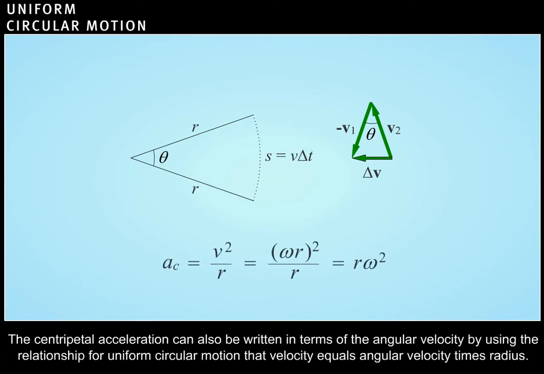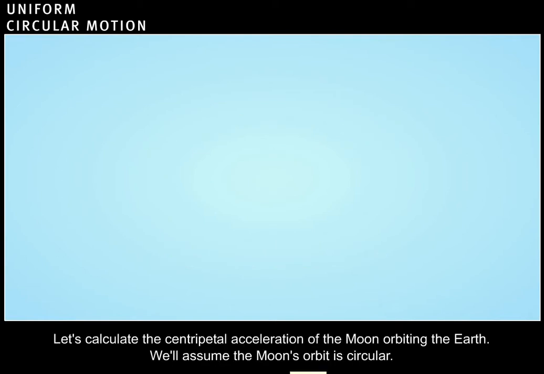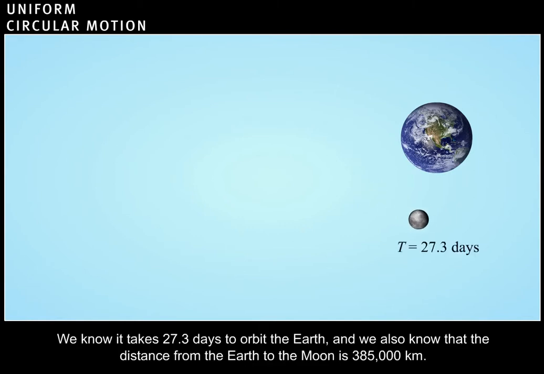The centripetal acceleration can also be written in terms of the angular velocity by using the relationship for uniform circular motion that velocity equals angular velocity times radius. Let's calculate the centripetal acceleration of the Moon orbiting the Earth. We'll assume the Moon's orbit is circular. We know it takes 27.3 days to orbit the Earth, and we also know that the distance from the Earth to the Moon is 385,000 kilometers.